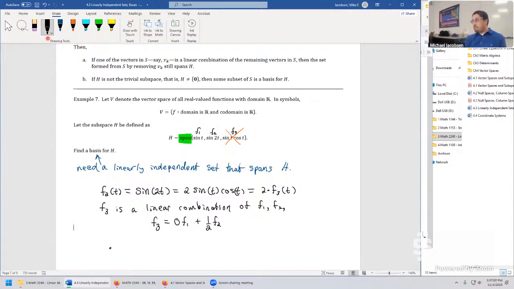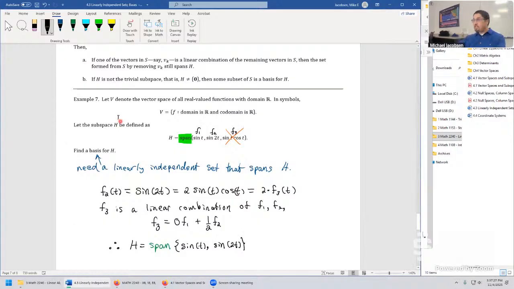And now by the spanning set theorem, we can say, therefore, H is now equal to the span of sine t, sine 2t.